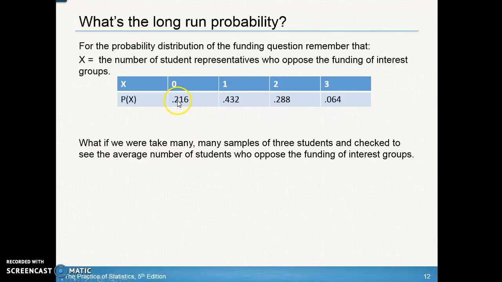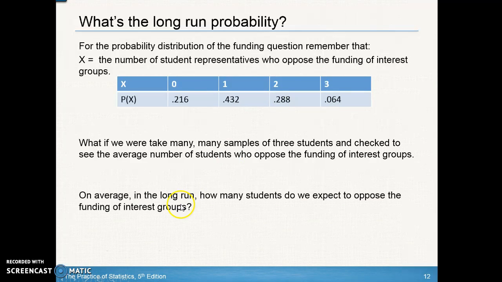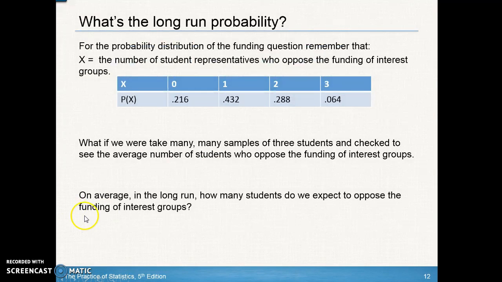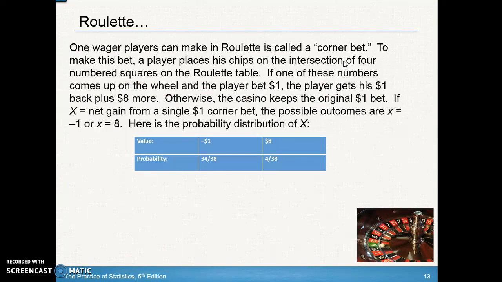So this isn't the average number of students, this is just the probability that 0 oppose it, 1 oppose it, 2 oppose it, or 3 oppose it. But if we did this over and over and over again, what is the average number of students that actually oppose the funding? So on average, in the long run, how many students do we expect to oppose the funding of our interest groups? All right, we're going to talk about that on the next couple of slides, and that's going to be something called the expected value, because how many people do we expect using these probabilities, on average, to oppose the funding of interest groups or other questions that we might answer.